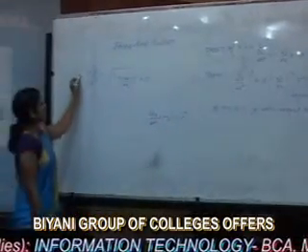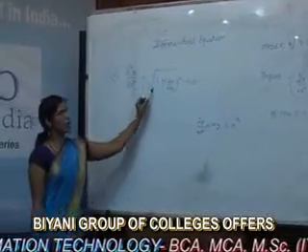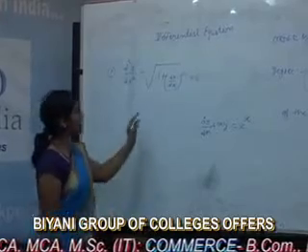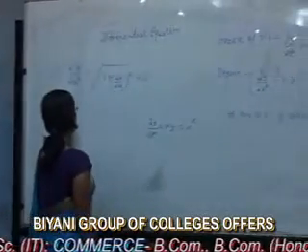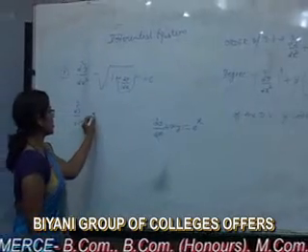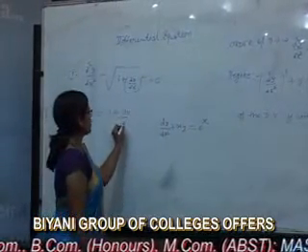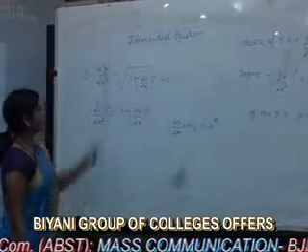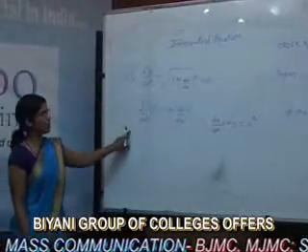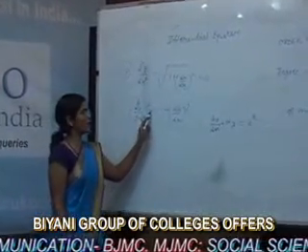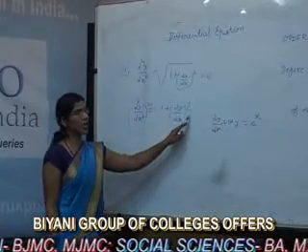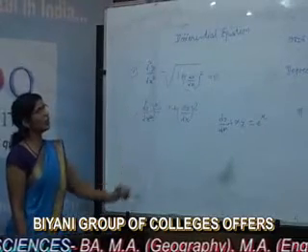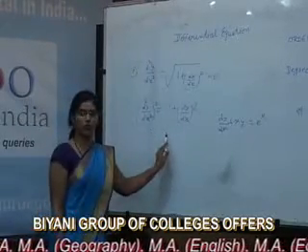Next example, d²y/dx² - square root of (1 + (dy/dx)²) = 0. We will first make this equation free from radicals. Taking the square, we can write 1 + (dy/dx)². After rationalization, we can write this equation in this form: (d²y/dx²)² = 1 + (dy/dx)². Here the maximum power of the derivative is 2. Therefore, the degree of this equation is 2.